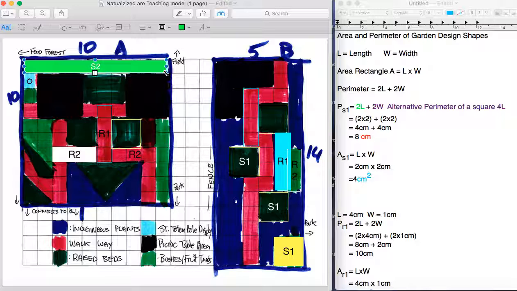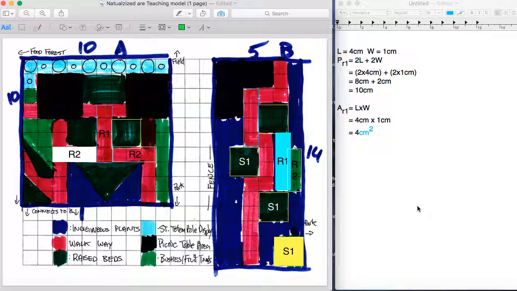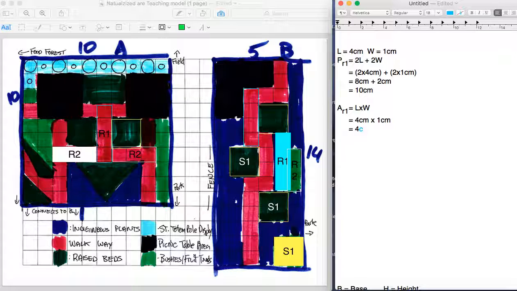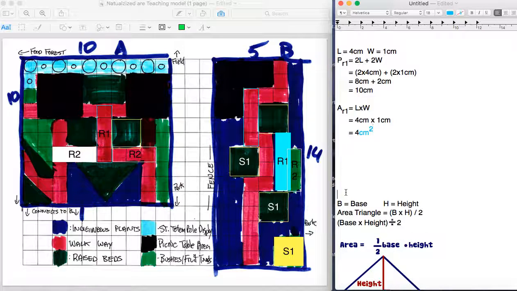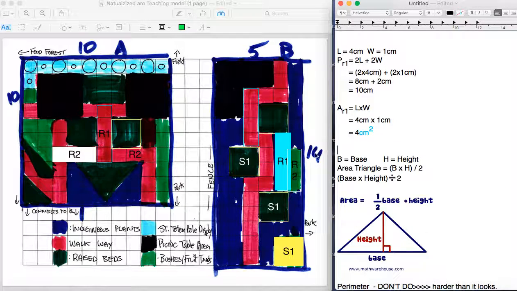That's a gigantic rectangle right there. Next thing I'm going to talk about is the area of your triangles. Now, we didn't talk about this because only a few people asked the question.